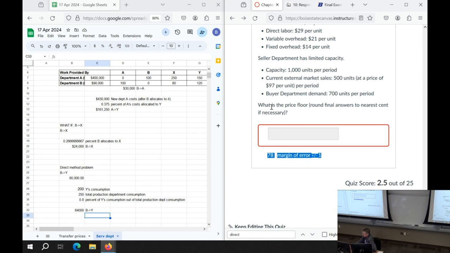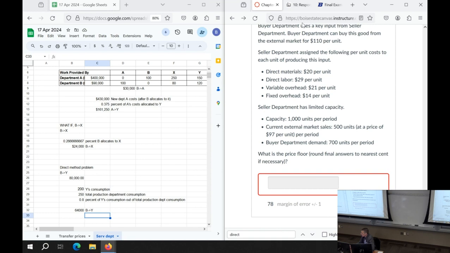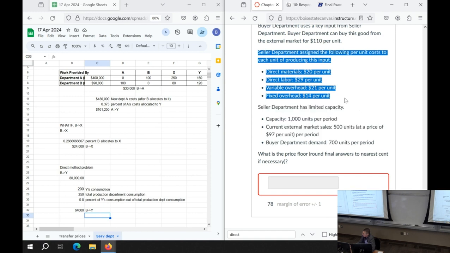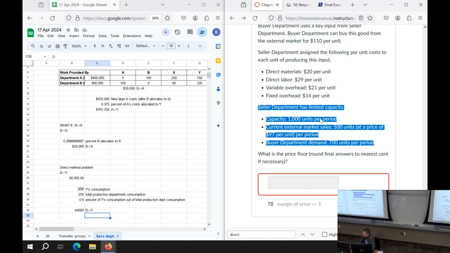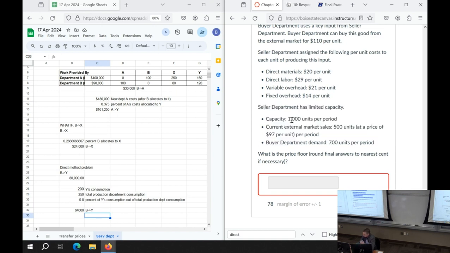All right, so ignore that the right answer is right there. The question stem asks for the price floor here, and we're going to round the final answer to the nearest cent if necessary. So since it's the floor, we're going to focus in on the solar department here, and we have the solar department's primary information, and then information necessary to figure out our capacity costs here, our opportunity costs due to limited capacity right here. So let's start copying down.